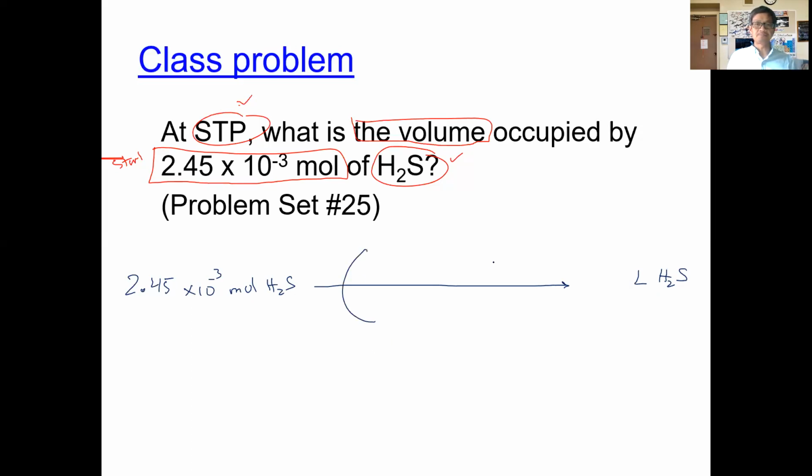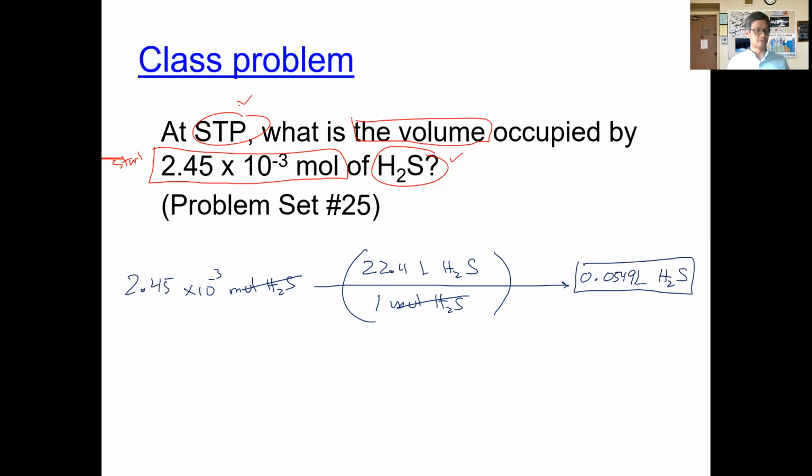So with that said, we will plug in the molar volume with 22.4 liters of dihydrogen sulfide on the top and 1 mole of dihydrogen sulfide on the bottom. Why do we do that? That allows us to cancel that out. If you plug in the numbers correctly, you'll end up with your answer as 0.0549 liters of dihydrogen sulfide. All right, very good.